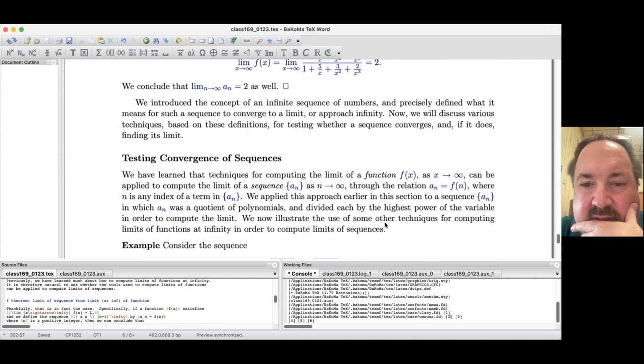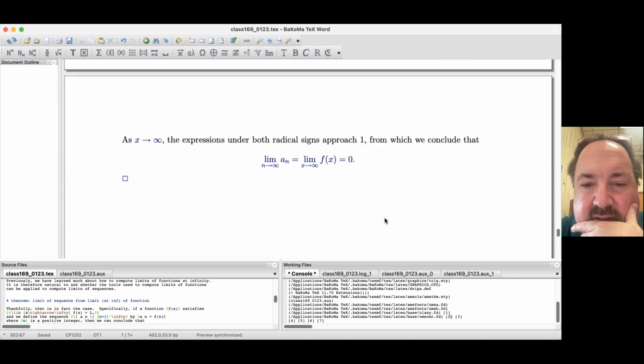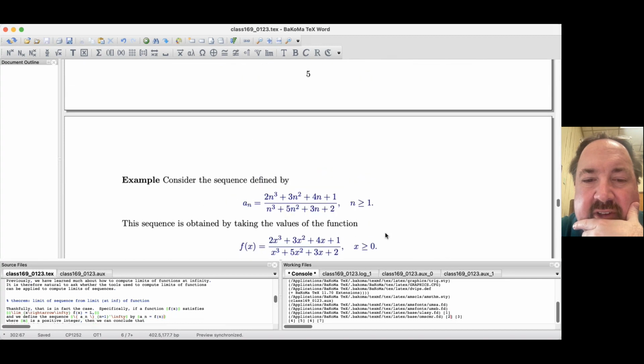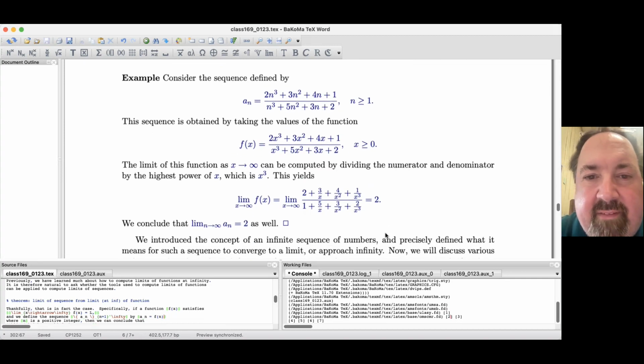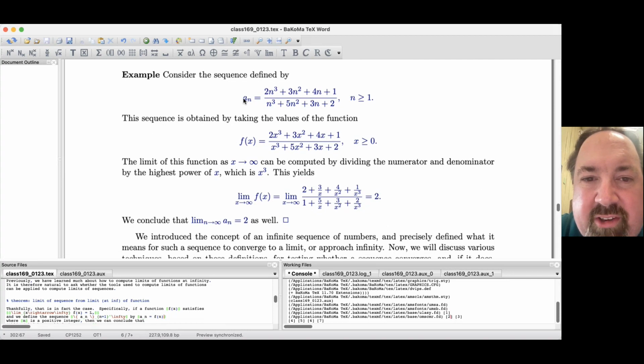So let's see how much time I have left. Okay. I have a couple of examples that I'll show you, and we'll be seeing more examples on Wednesday. Here we have a given sequence, and we can relate this sequence to this function f of x. And notice that the definition is the same, just replacing n by x throughout.